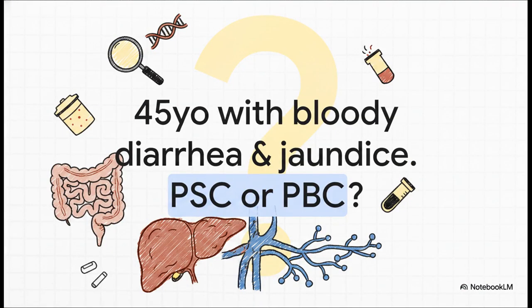I'm going to leave you with this clinical vignette to test your new knowledge. If a 45-year-old male with a history of bloody diarrhea presents with jaundice, fatigue, and an elevated alkaline phosphatase, which of the two biliary diseases is the most likely culprit, and what antibody would you test for next? Can you connect the dots between his symptoms and the underlying pathophysiology? Think about the demographics, the bloody diarrhea hinting at inflammatory bowel disease, and how that directs your diagnosis and your next diagnostic test.